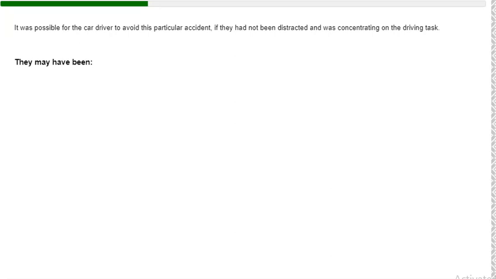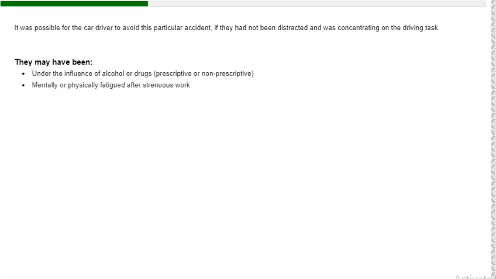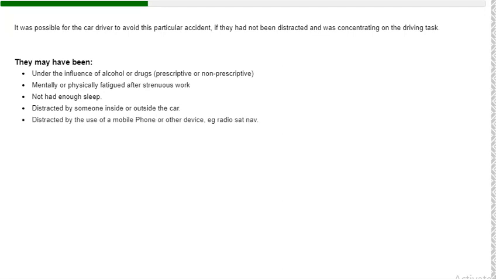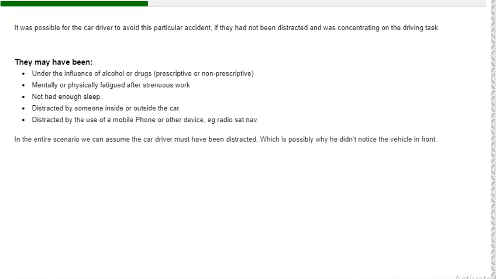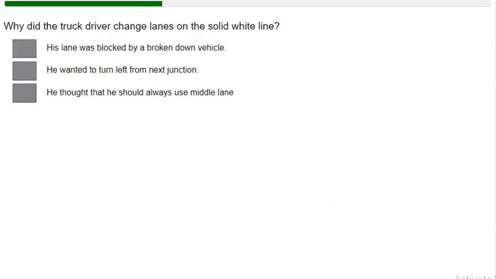They may have been under the influence of alcohol or drugs, prescriptive or non-prescriptive, mentally or physically fatigued after strenuous work, not had enough sleep, distracted by someone inside or outside the car, distracted by the use of a mobile phone or other device, e.g. radio, sat nav. In the entire scenario, we can assume the car driver must have been distracted, which is possibly why he didn't notice the vehicle in front.